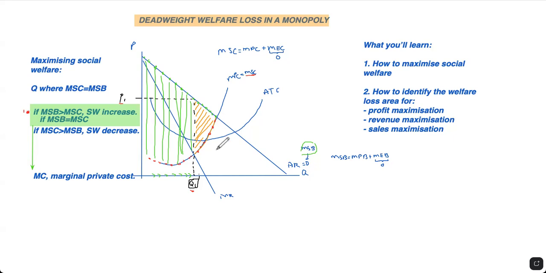I don't know how to label this. Let's put this one as Q star as the optimal. And let's say that at Q1, the monopoly is not maximizing social welfare. Therefore, there is a welfare loss.